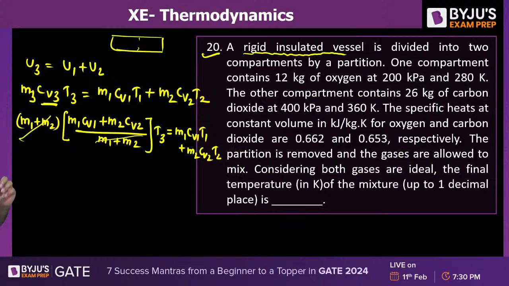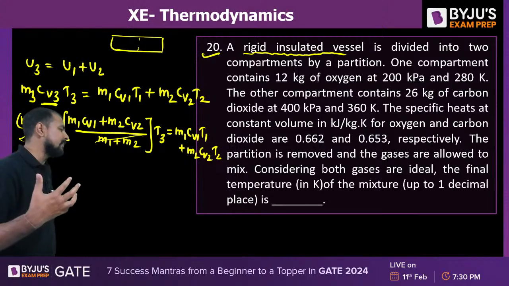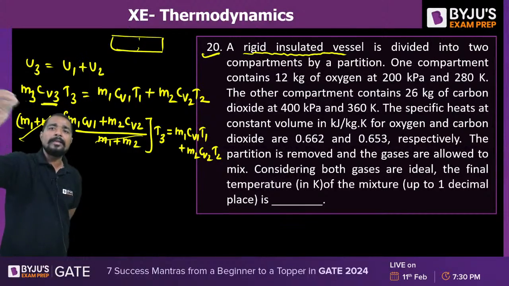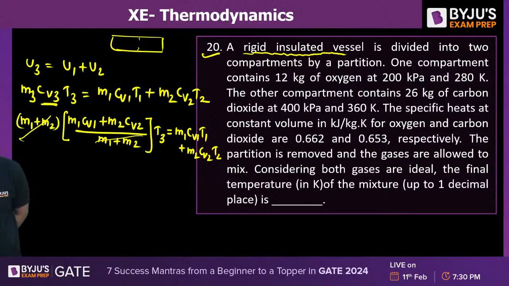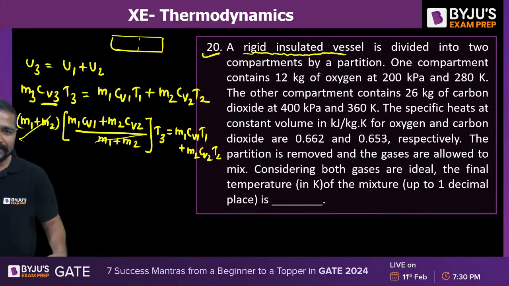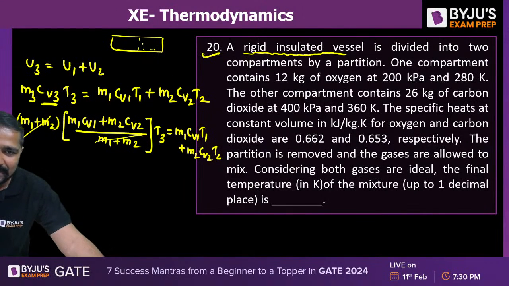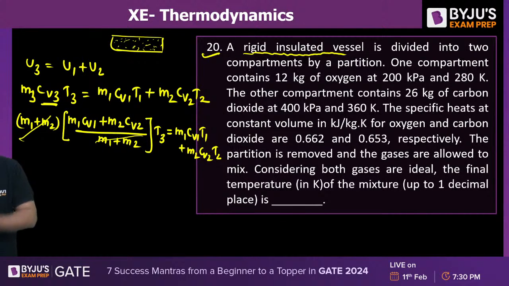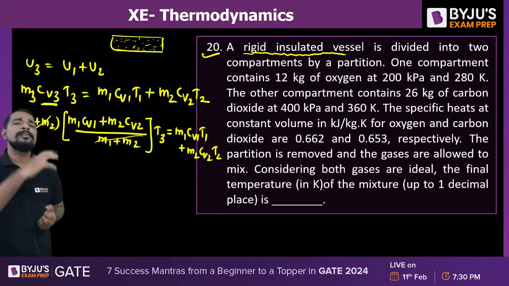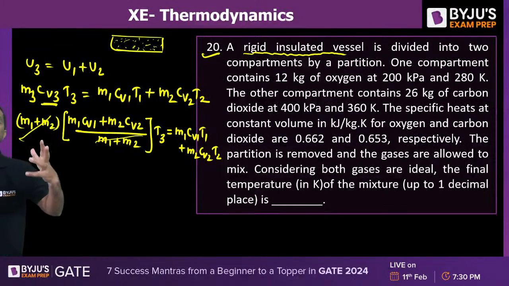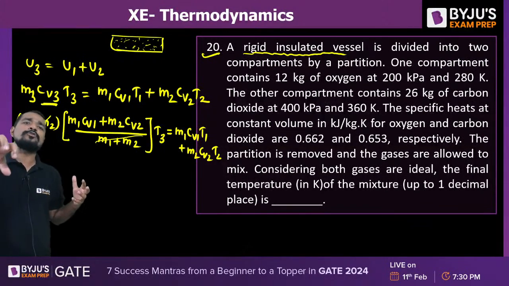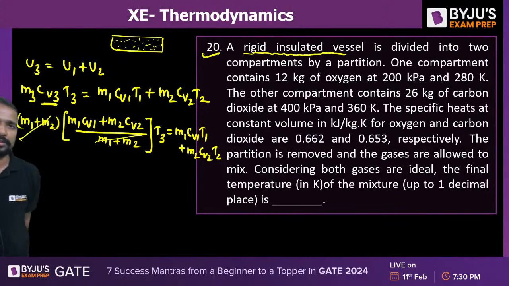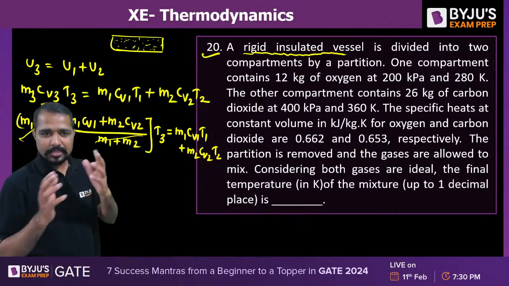Let me tell you. Rigid insulated vessel means that no amount of heat is transferring from this vessel and no amount of work is done on or by this vessel, because rigid means no gas is leaving the system and insulated means no heat is coming in or going out of the system. That's why final temperature can be given by this formula. That's the total internal energy of gas 1 and gas 2, my dear. It will be the summation of both.